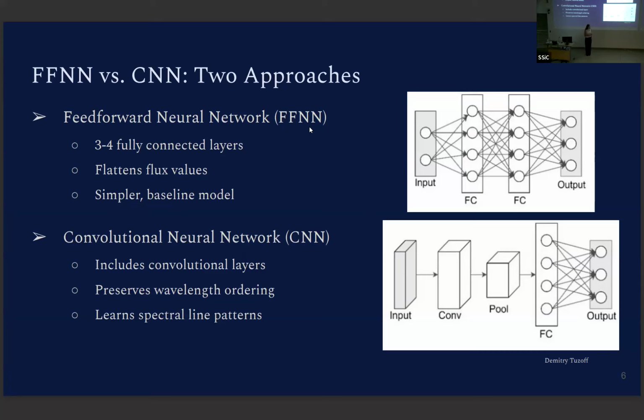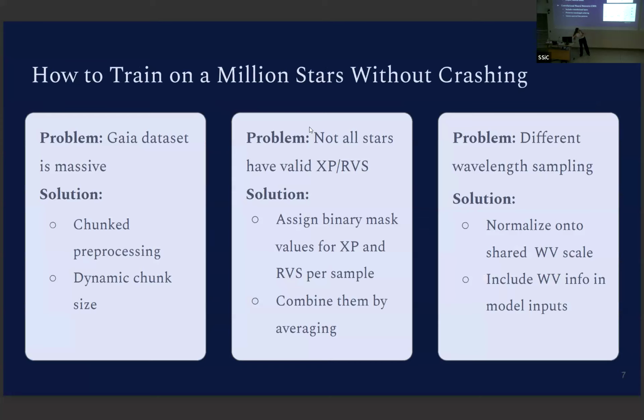And then once I had that at the level I wanted it, I used it as a base to make a convolutional neural network, or CNN, which includes convolutional layers and pooling layers. And this preserves wavelength ordering. So rather than taking flux as one big value, it actually looks at each flux value independently, along with its respective wavelength value. And this just makes it a lot more complex, and it does a much better job of learning those specific spectral line patterns and picking up more of those underlying patterns in the spectra.